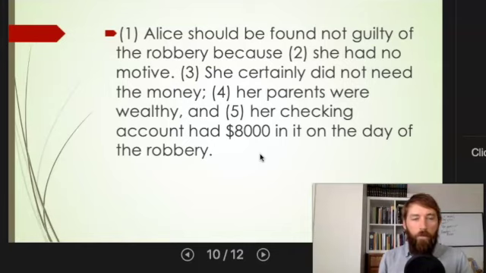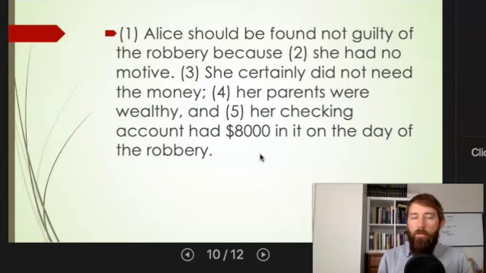Now, if that's true, then the next question is, how do 4 and 5 both support premise 3? Do they support premise 3 in the straight up and down vertical sense, or are they conjoined? Well, in order to answer that question, you have to ask yourself, does 4 count as evidence for 5, or does 5 count as evidence for 4? So, let me ask you this. What's going to convince you that her parents are wealthy? Is the fact that her checking account has $8,000 in it evidence that her parents are wealthy? No, because she could have worked hard for that money on her own, or won the lottery, or whatever.